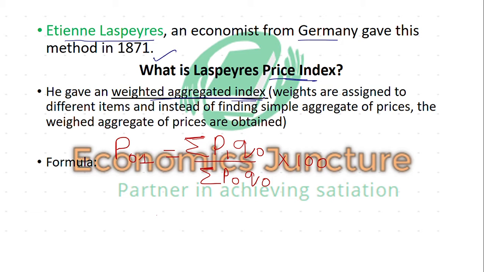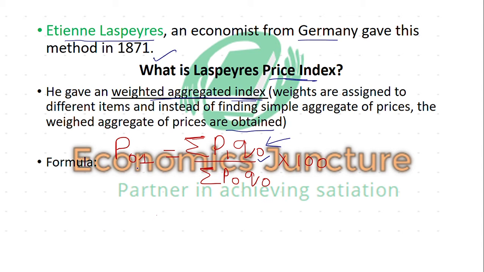So what do I mean by it? Weights were assigned to different items, and instead of finding a simple aggregate of prices, the weighted aggregates of prices are obtained in this method. In this case, he took the quantity of the base year, Q0, as the weight.